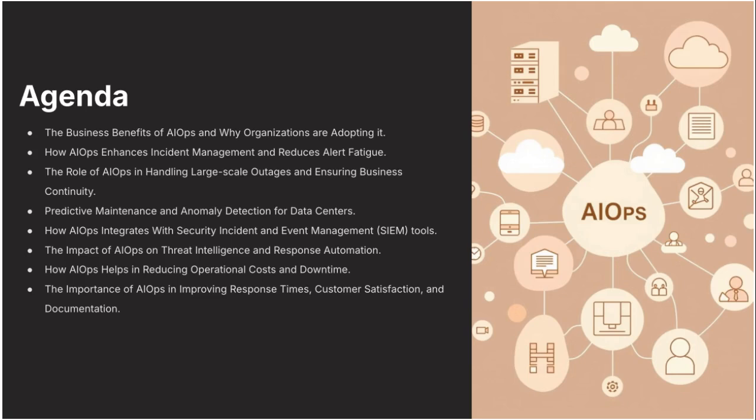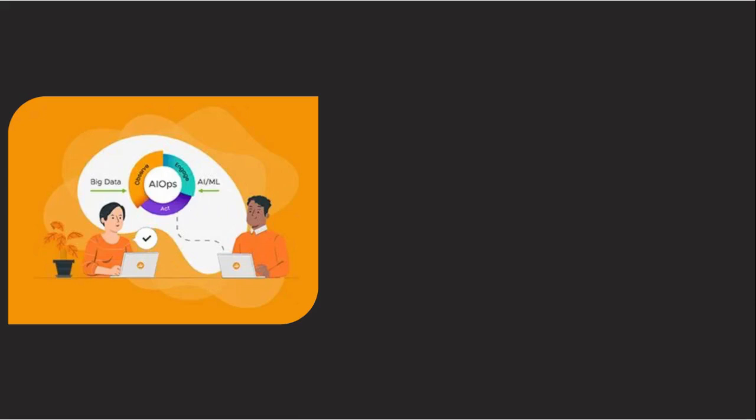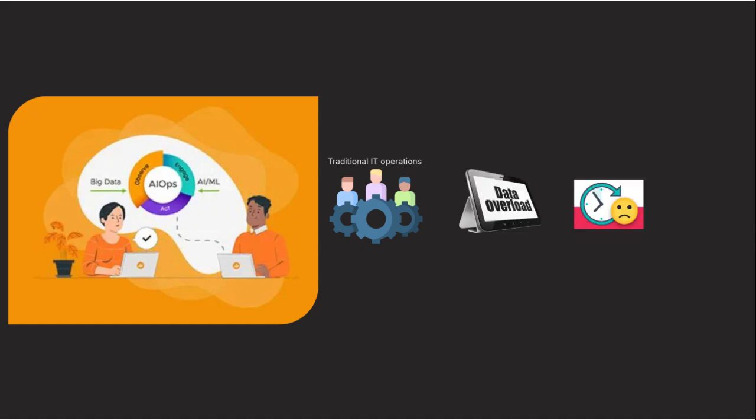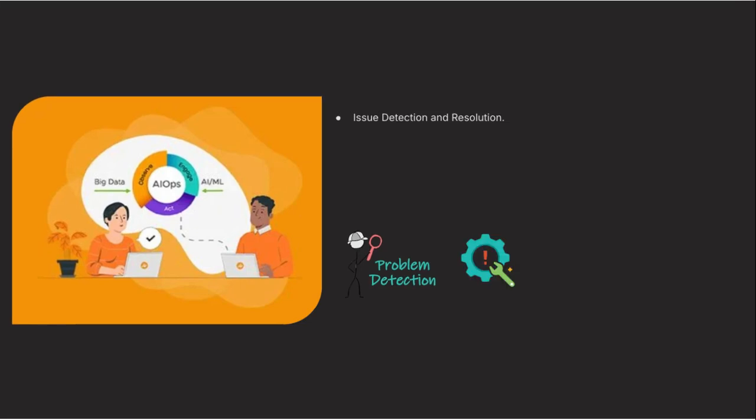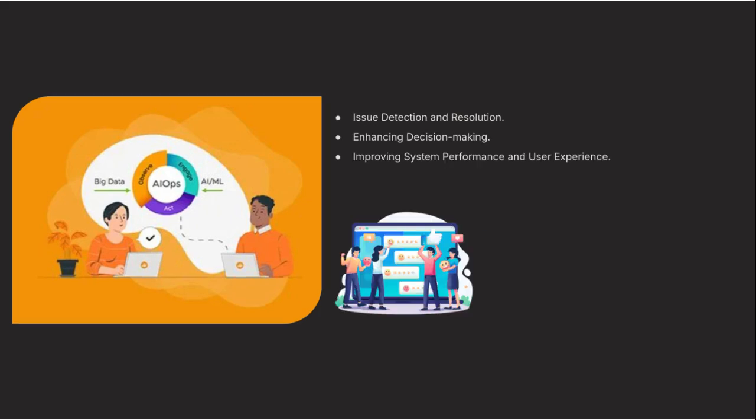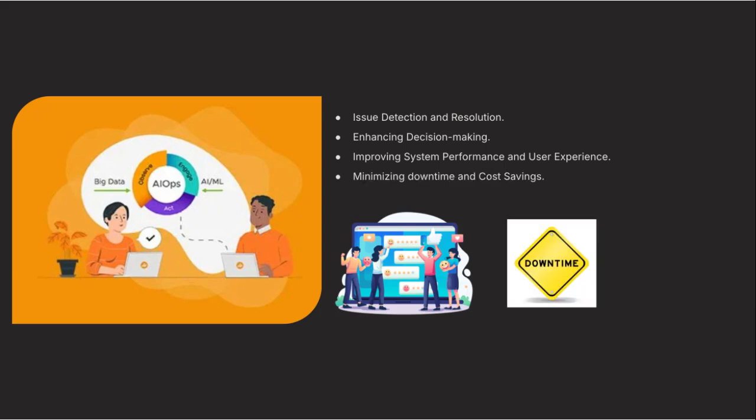Now, let's begin. Before we look at specific use cases, let's first understand why businesses are embracing AIOps. Traditional IT operations struggle with data overload, slow incident response times, and costly downtimes. AIOps helps by automating issue detection and resolution, reducing the workload on IT teams, enhancing decision-making through AI-driven insights, improving system performance and user experience, minimizing downtime, which translates to cost savings and increased revenue. Now, let's see how these benefits come to life in practical applications.